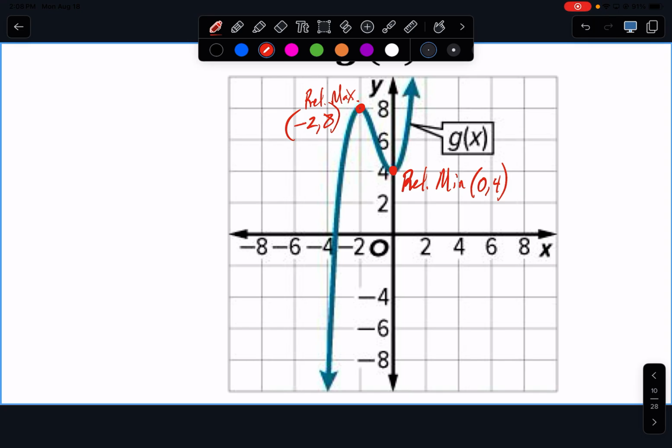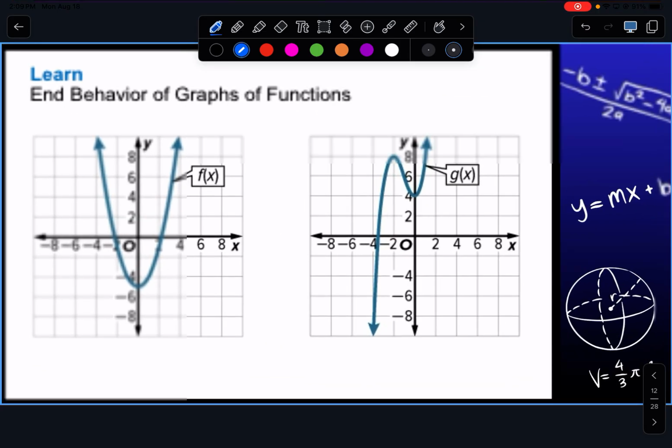So here, I'll draw it in. Let's say that this is some other kind of graph, and that it starts down here. What would we call that blue dot? That's an extrema. What kind? That would be an absolute minimum because it is the lowest point on the graph and it's not an arrow. It's a point.